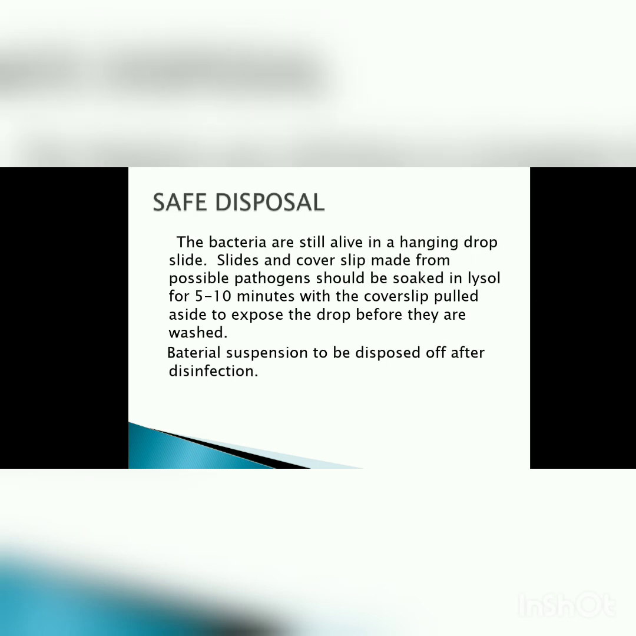Safe disposal: the bacteria in the hanging drop slides can be infective, so they should be disinfected for 5 to 10 minutes and then washed. The bacterial culture suspension to be disposed of also should be disinfected.